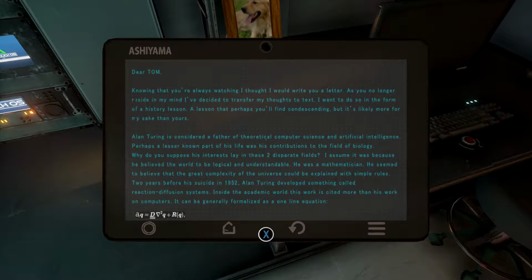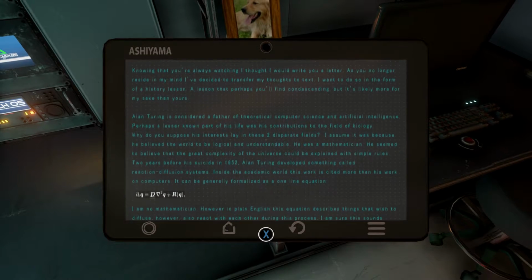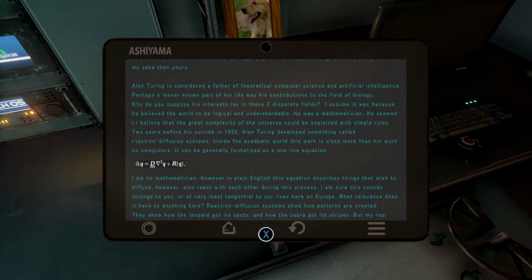Anyway, dear Tom, knowing that you're always watching, I thought I would write you a letter, as you no longer reside in my mind. I've decided to transfer my thoughts to text. I want to do so in a form of a history lesson. A lesson that perhaps you'll find condescending, but it's likely more for my sake than yours.